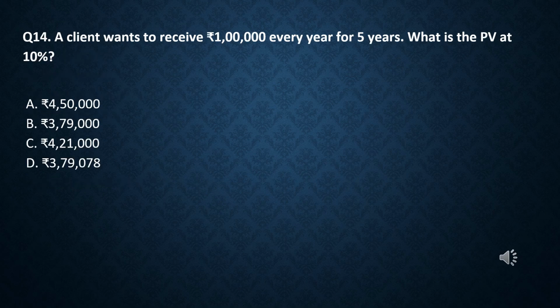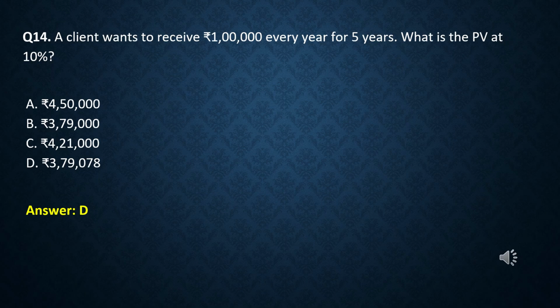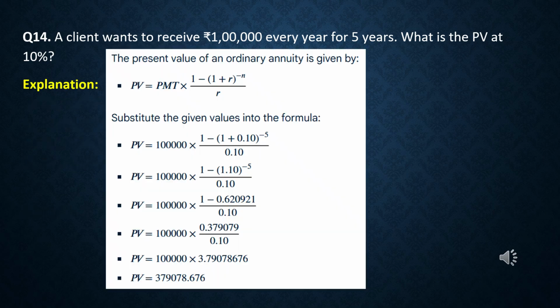Next question. Client wants to receive 1 lakh every year for 5 years. Then what is the present value at 10%? Option A, 4,50,000. Option B, 3,79,000. Option C, 4,21,000. And option D, 3,79,078 rupees. Correct answer is option D. The formula is PV equal to PMT into (1 minus (1 plus R) whole to the power of minus n) by R.